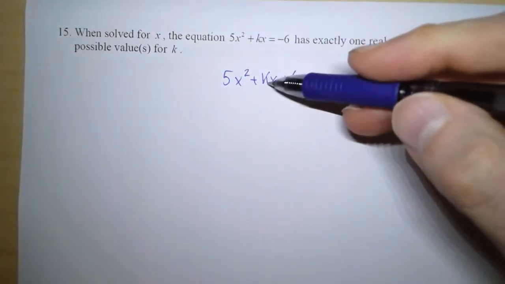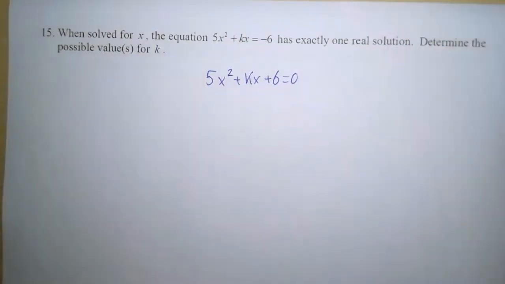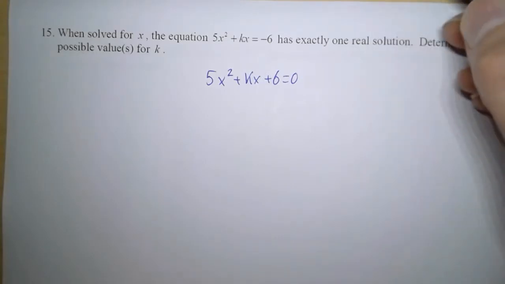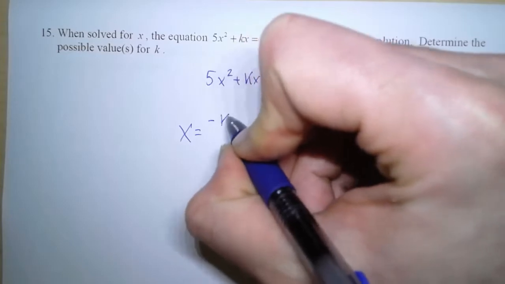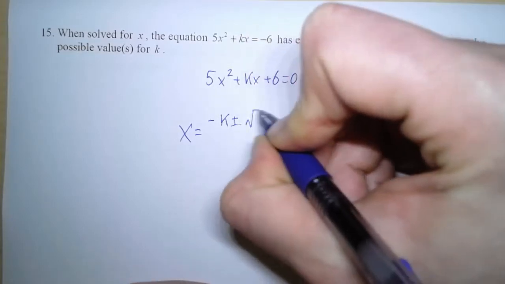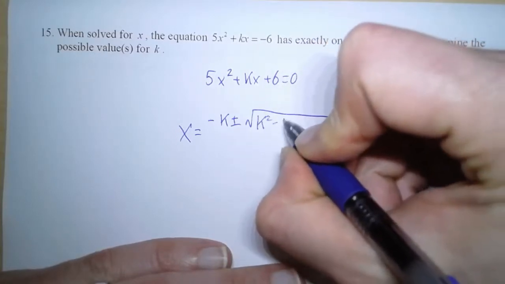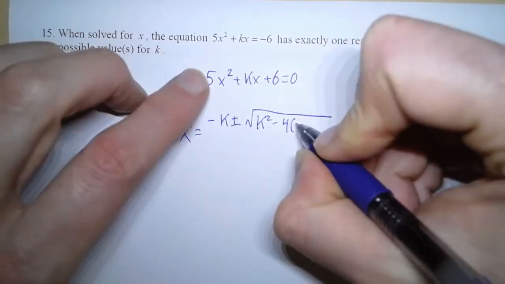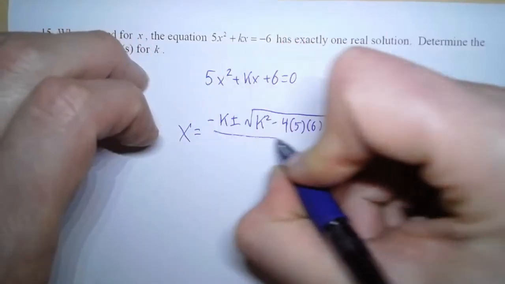Now since we have this k, factoring is not going to help us much. So what we're going to do is use the quadratic formula. So that says negative b, which is k. So negative k plus or minus the square root of b squared, which is k squared, minus 4a, which is 5, c, which is 6, all over 2a.